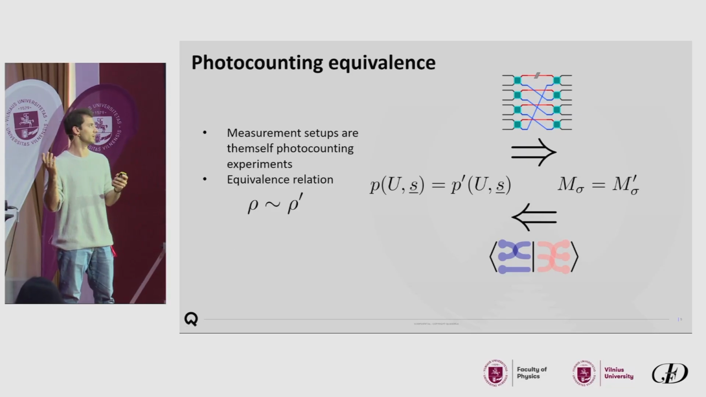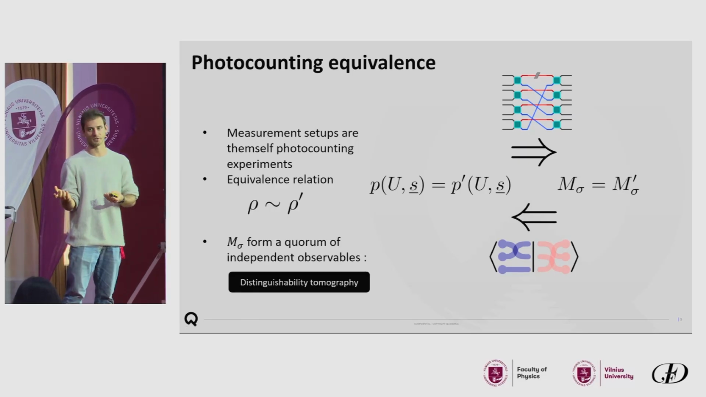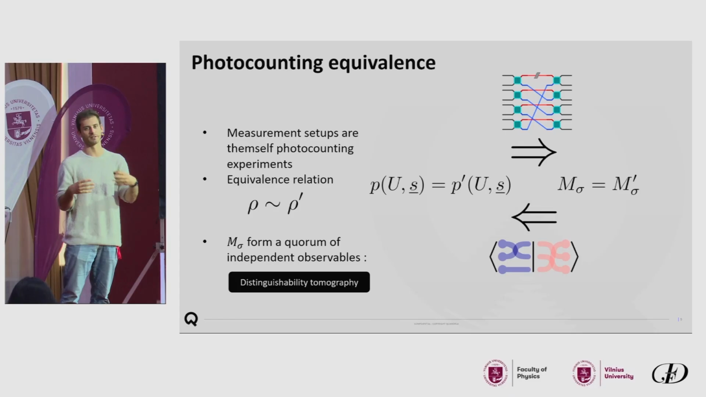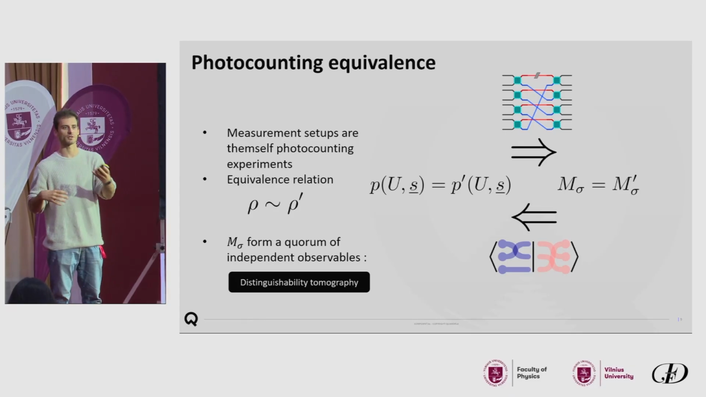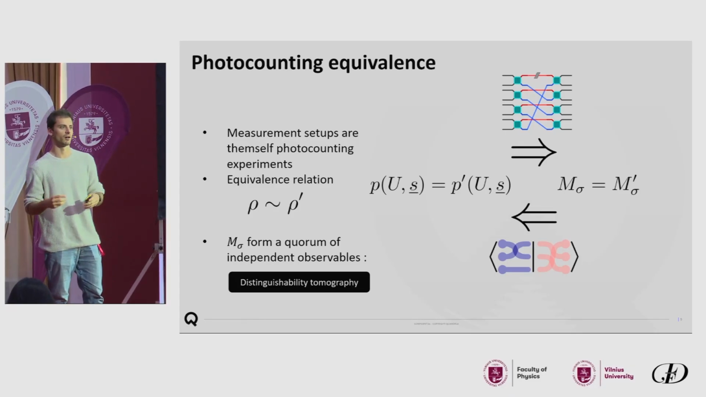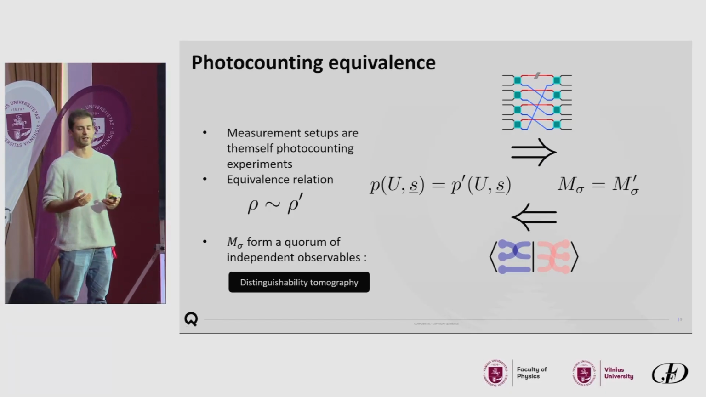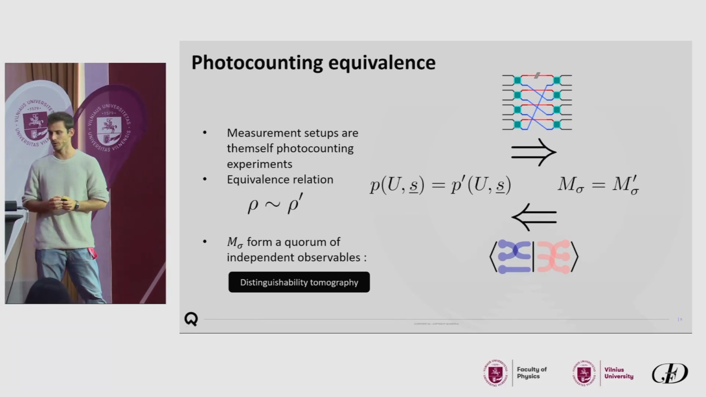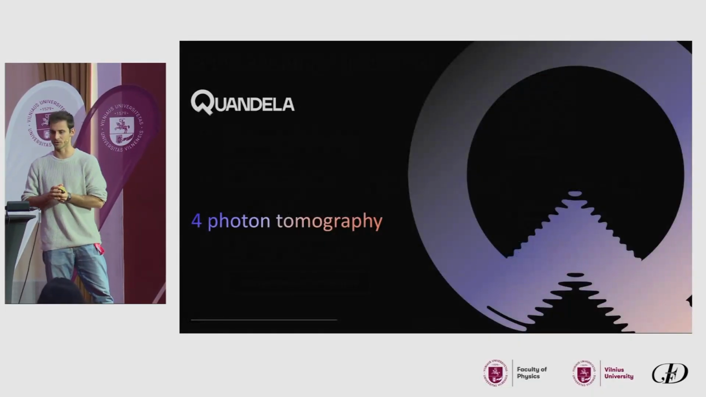We thus have a very solid definition of a tomography procedure, a quorum of independent measurable quantities that allow us to predict the interference behavior of arbitrary, partially distinguishable n-photon states. So we went on and tried to implement this procedure.